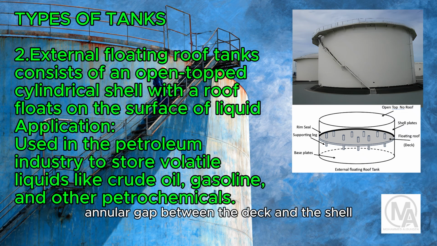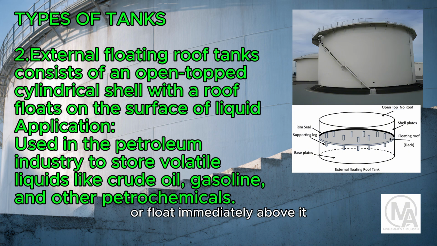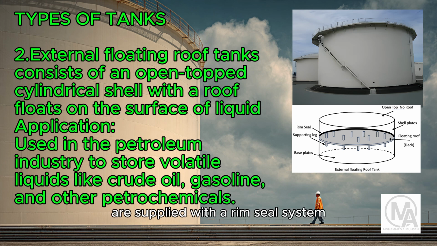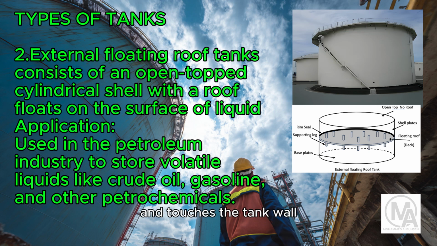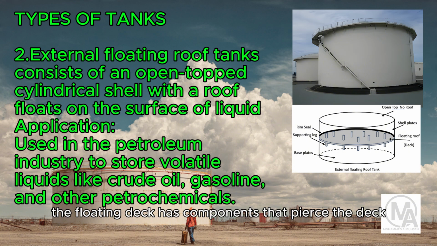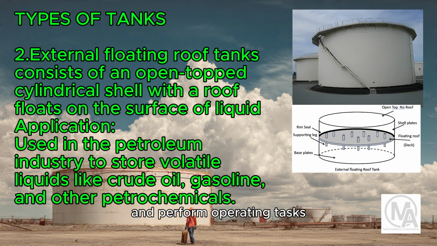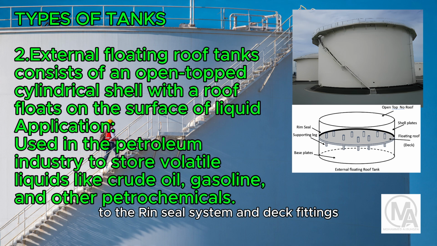Except for the tiny annular gap between the deck and the shell, the floating deck covers the liquid surface. The deck may be in touch with the liquid or float immediately above it on pontoons. External floating roof tanks are supplied with a rim seal system that runs around the circumference of the roof and touches the tank wall. As the roof is lifted and lowered, the rim seal system moves against the tank wall. Likewise, the floating deck has components that pierce the deck and perform operating tasks. External floating roof design limits evaporative losses from stored liquid to the rim seal system and deck fittings.